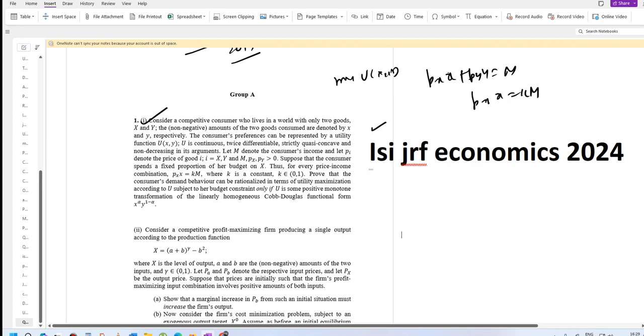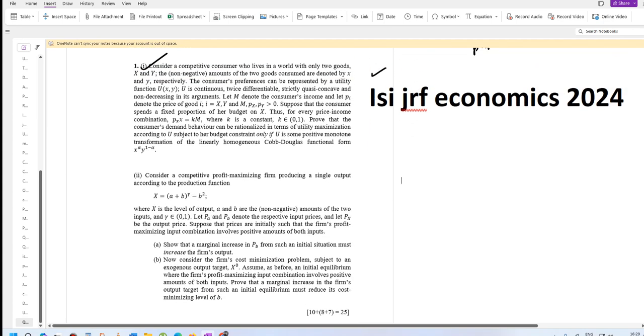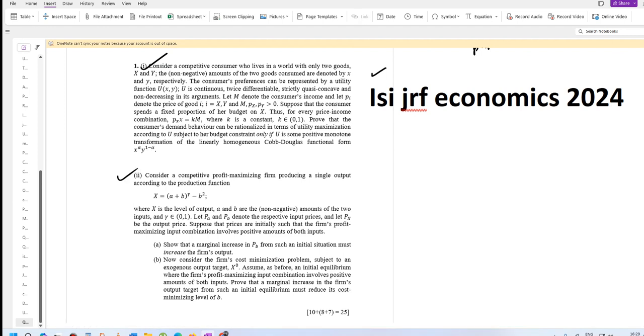Our dear students, today we are solving ISI JRF Economics 2024. So here is the second question. Consider a competitive profit maximizing farm producing a single output x using inputs a and b, with input prices pa and pb, and px the output price. Show that a marginal increase in pb from an initial situation must have an increase in the farm's output.